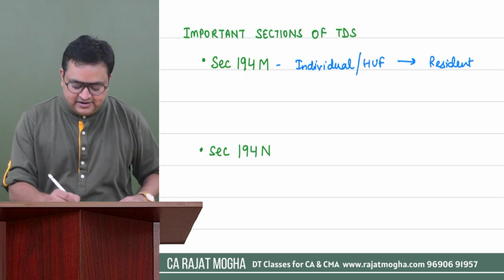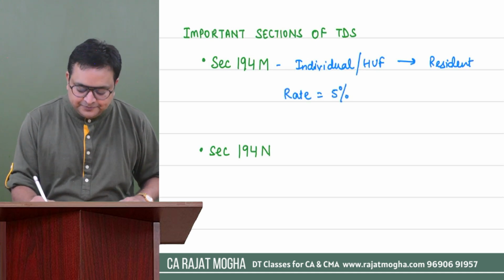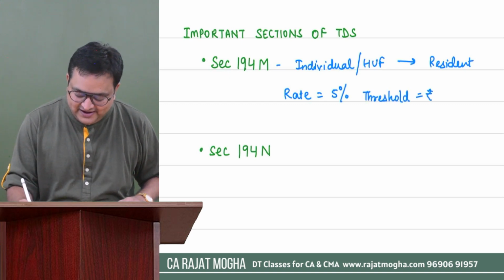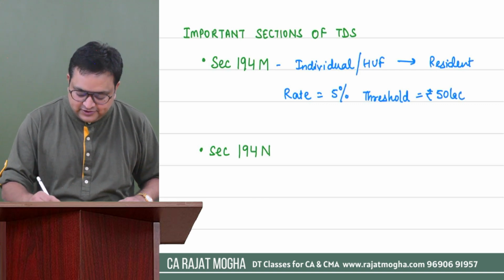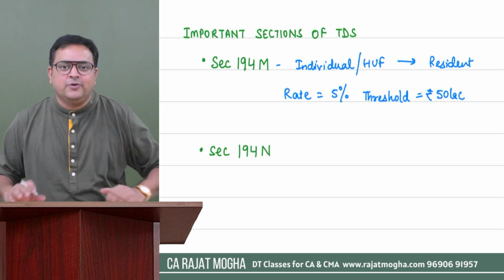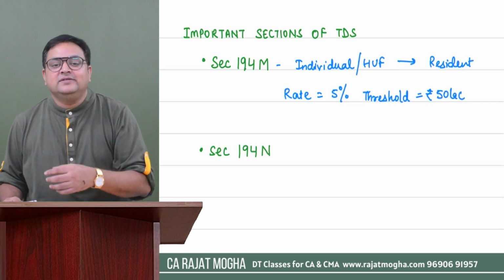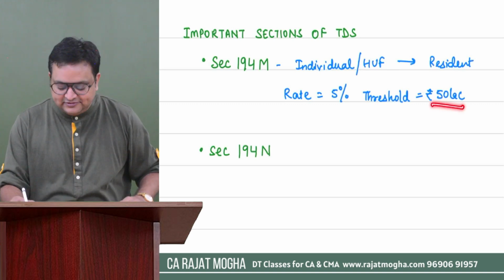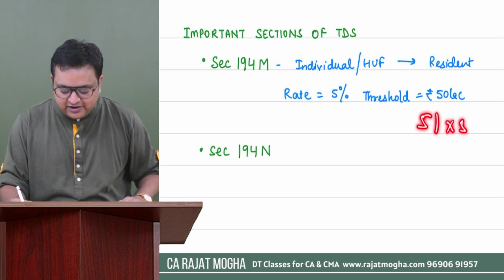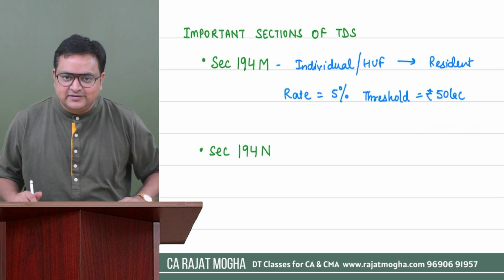The rate of TDS here is very important. You should know the rate and the threshold limit. The rate is 5% and the threshold limit is 50 lakh rupees. It means that if you are making a payment to a contractor, and it is not going above 50 lakh, no need to deduct TDS. But if in a year the aggregate payment exceeds 50 lakh rupees, then you are supposed to deduct TDS at the rate of 5%. Let's say you are making a payment of 51 lakh, then apply 5% on the entire amount of 51 lakh, right?